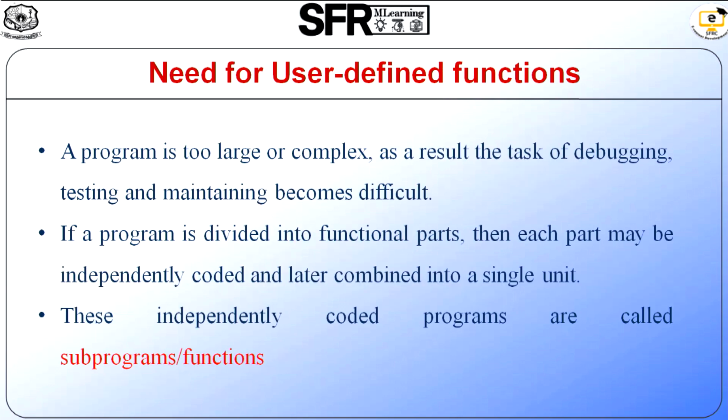Need for user defined functions. For example, in some situations the program may become too large or complex. As a result, the task of debugging, testing and maintaining becomes difficult. If a program is divided into functional parts, then each part may be independently coded and later combined into a single unit. This independent code is known as subprograms or functions.